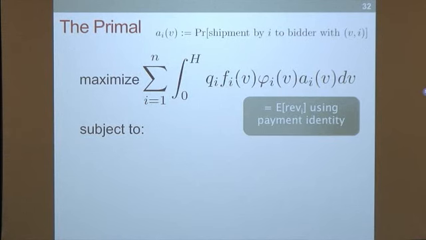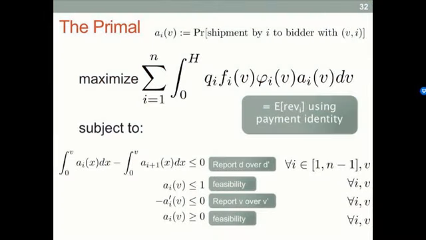Some people are confused. What is QI and what is FI? I said this on the second slide. This is the probability that we have a customer with deadline I, and then this is the probability of a customer with deadline I having a value of V. Okay, so what are our constraints?